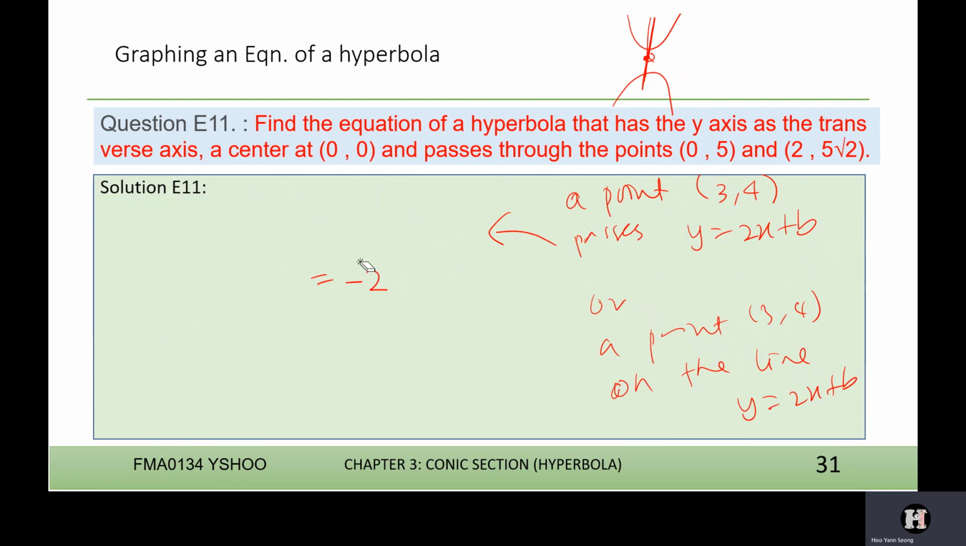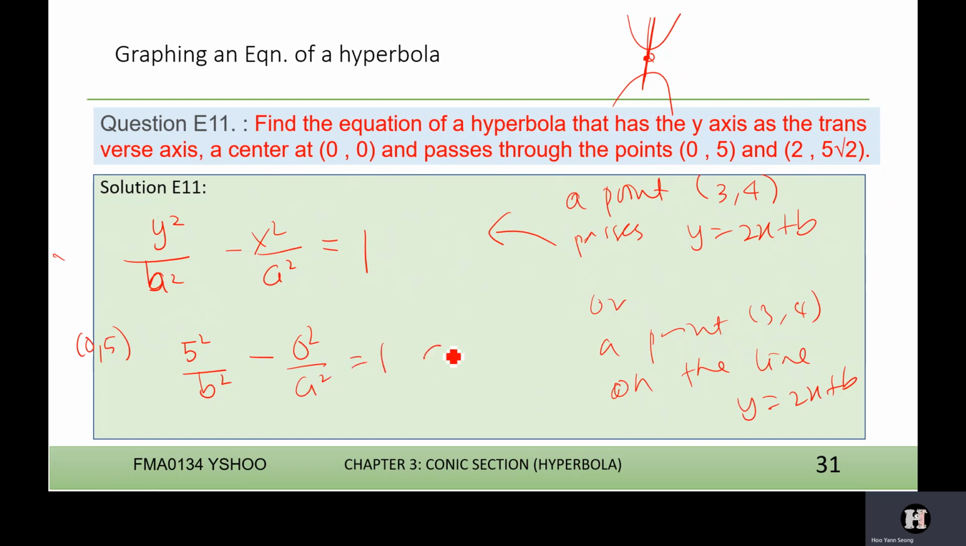Okay, so now since this case opens up and down, and my center is (0, 0), it is y squared over b squared minus x squared over a squared equals 1. When it passes through (0, 5), you substitute it inside: 5 squared over b squared minus 0 squared over a squared equals 1. So that means your b actually is 5.